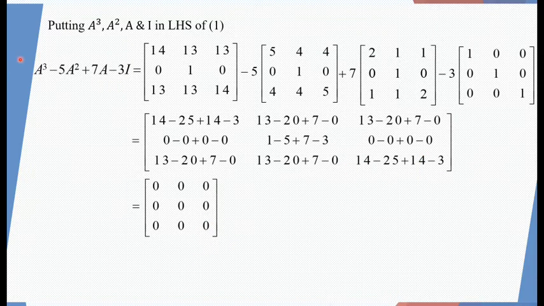So this particular equation comes to resultant the 0 matrix. So it is equal to RHS. It means the Cayley-Hamilton theorem is verified. Now this is the first part. Now moving on to the second part which we have to deduce.